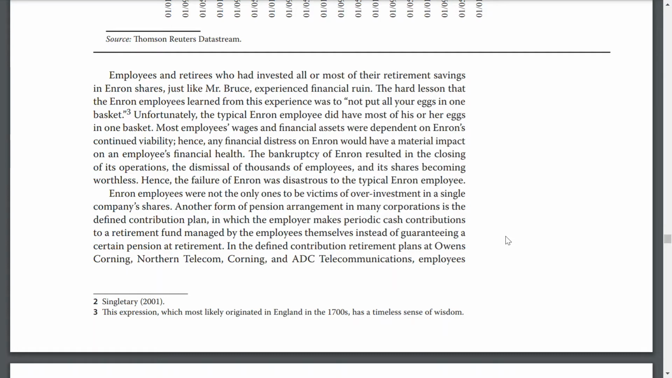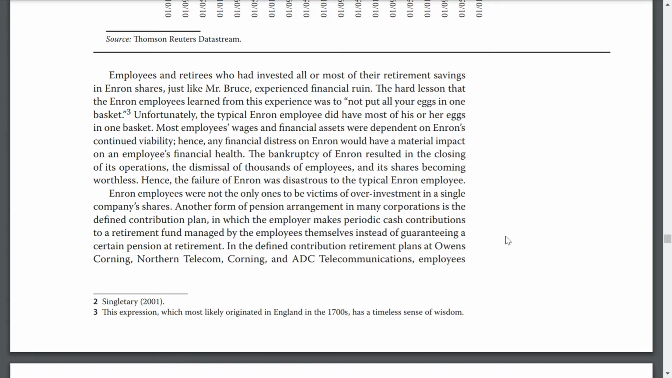Enron employees were not the only ones to be victims of overinvestment in a single company's shares. Another form of pension arrangement in many corporations is the defined contribution plan, in which the employer makes periodic cash contributions to a retirement fund managed by the employees themselves instead of guaranteeing a certain pension at retirement.